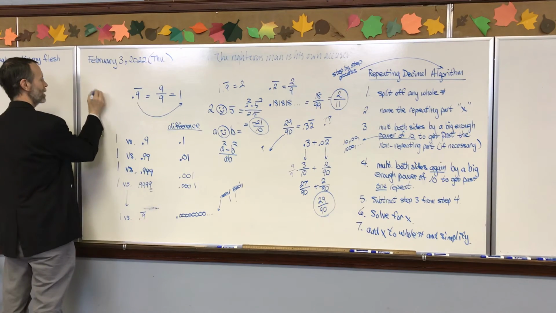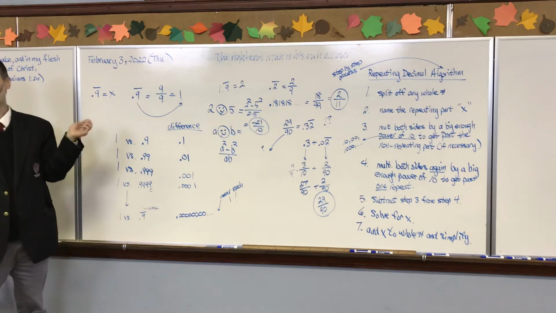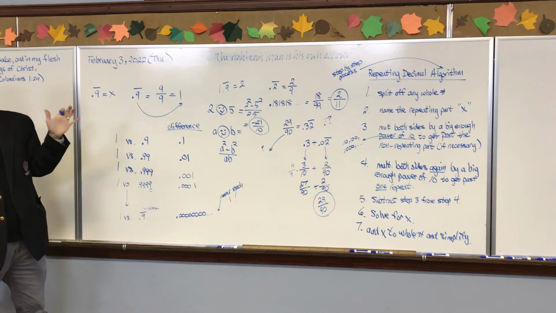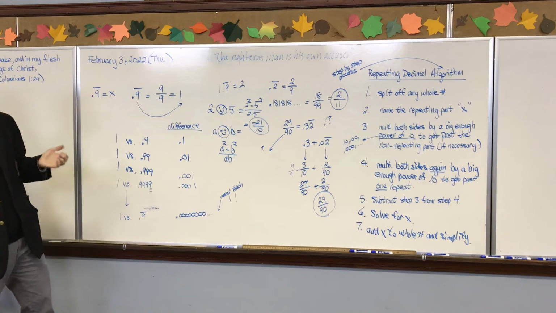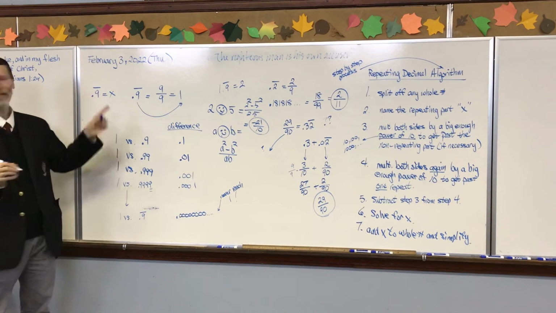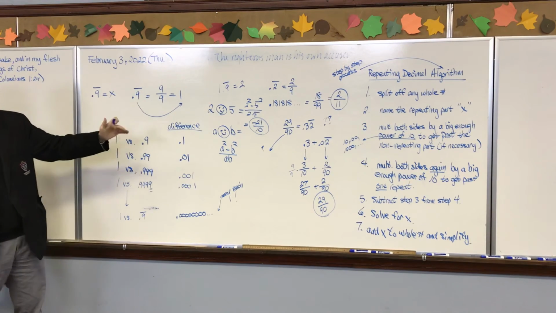0.9 repeating, I'm going to set it equal to x. There's no whole number part, so I can skip that step. Name the repeating part x, I already did, so step 2 is done. Multiply both sides to get past the non-repeating part. There is no non-repeating part, so I can actually skip 1, 2, and 3.